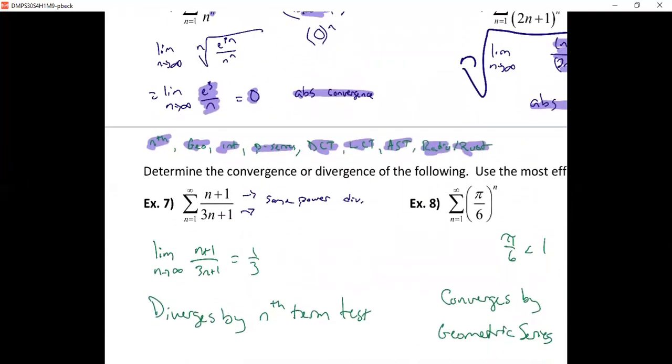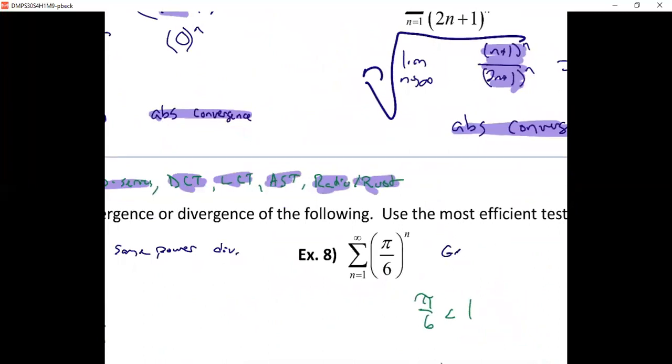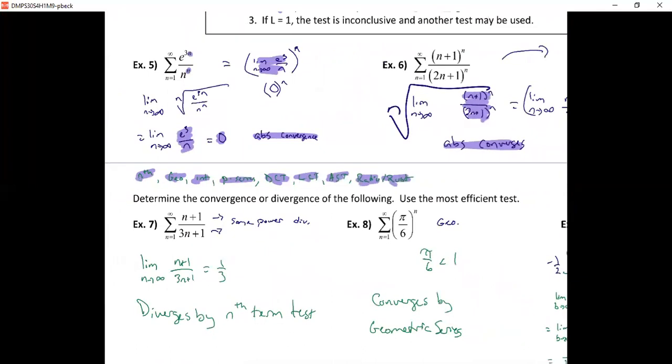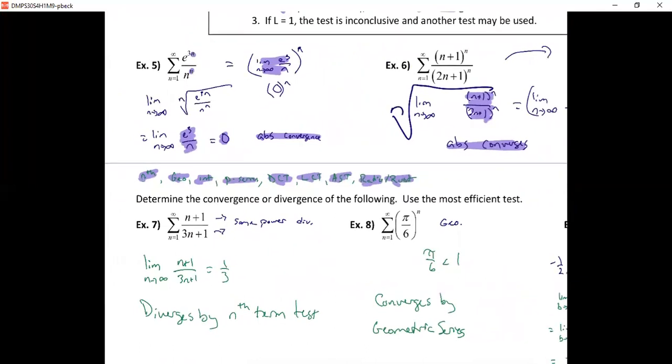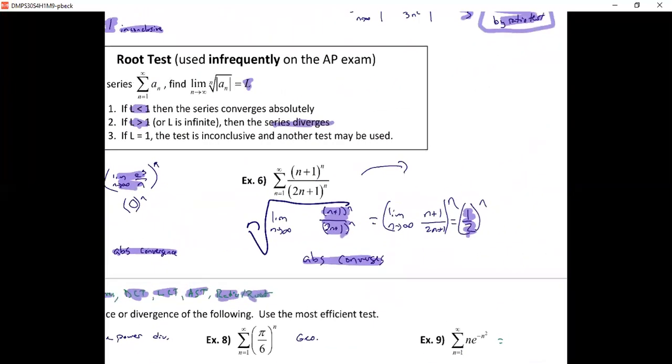Now, on the next one, this looks like a geometric series. So it's a geometric series. Therefore, let's take a look at the ratio. Pi over 6 is less than 1. Since pi over 6 is less than 1, we do converge by the geometric series. What's our next problem? I'm trying to hide it from you.